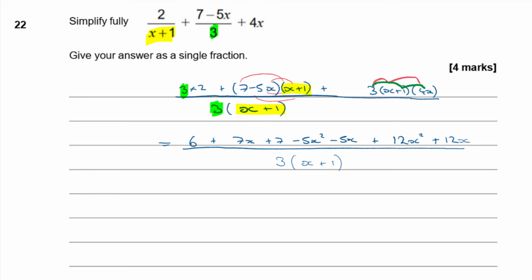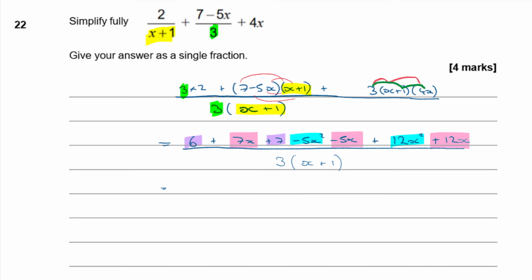Right, now the next step is to collect like terms together, isn't it? So what terms have I got? Well, I've got some terms in x squared. I've got 12x squared there and minus 5x squared there. I've got some terms in x. I've got a 12x, a minus 5x, and a 7x. And I've got some constants. I've got a 6, a 7, and that's it.